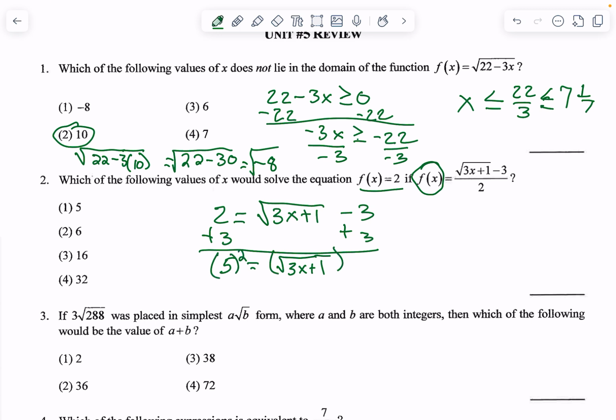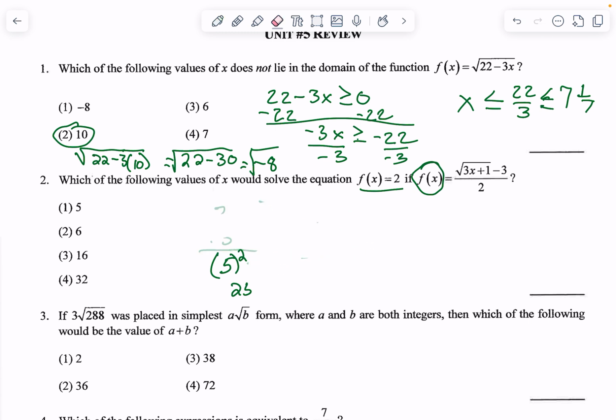So we're going to square both sides. I get 25. Oh, I forgot to multiply by 2. Let's go back to the beginning. I forgot that was a fraction. I forgot to write the fraction down.